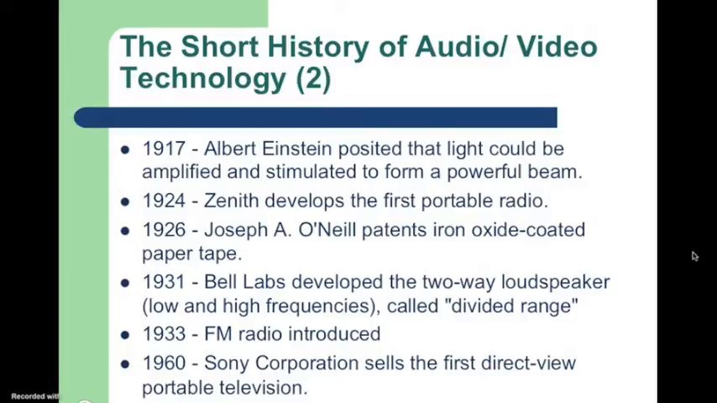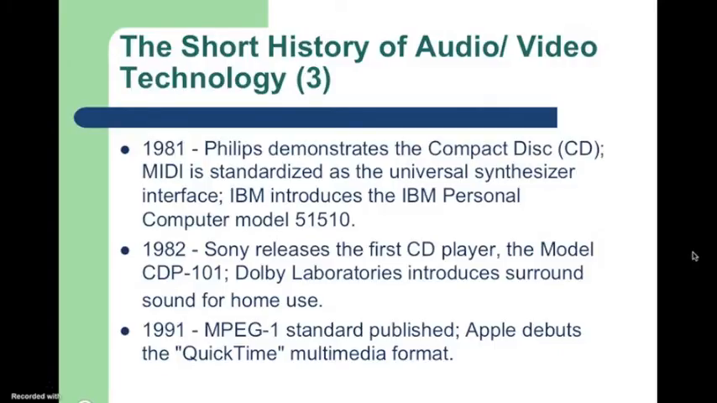In 1931, Bell Labs developed the two-way loudspeaker, the high frequency and low frequency, called the divided range. In 1933, we have FM radio introduced. In 1960, Sony Corporation sold the first direct view portable television. In 1981, Philips demonstrated the compact disc, CD.